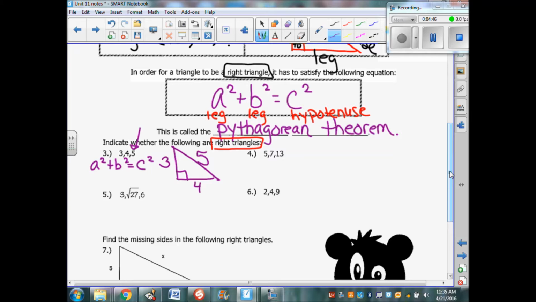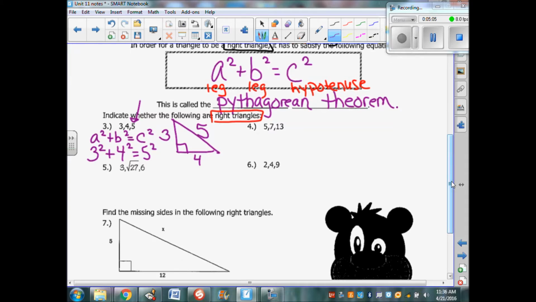So for leg squared, pick one of the legs to start with. I'm going to pick 3 and square it. Plus b squared, the other leg. Does it equal c squared, where c is the hypotenuse, so 5 squared. Now is where I can go to my calculator, and I'm seeing if I get a true statement.